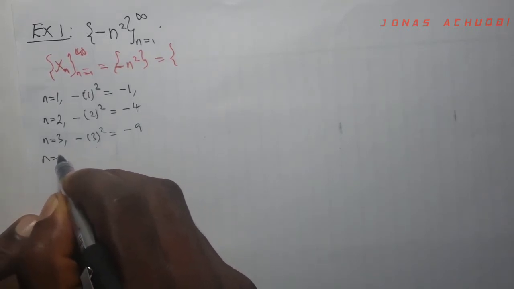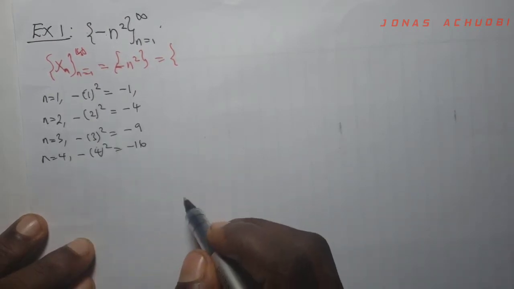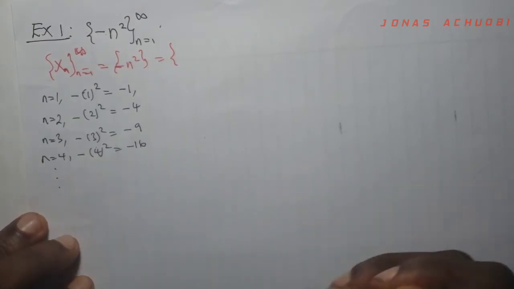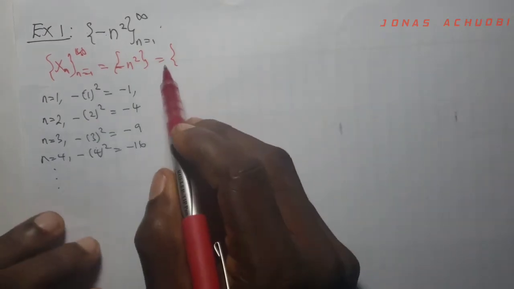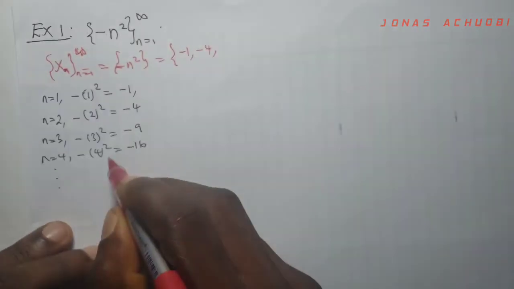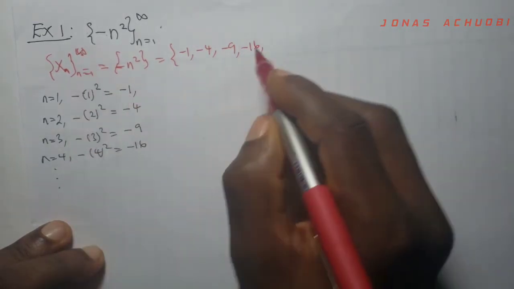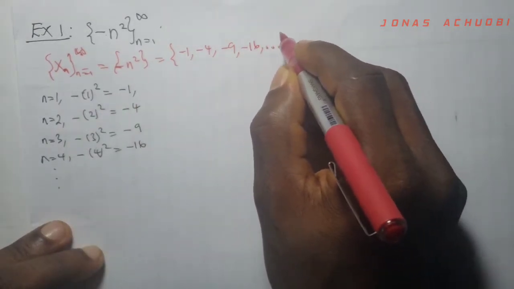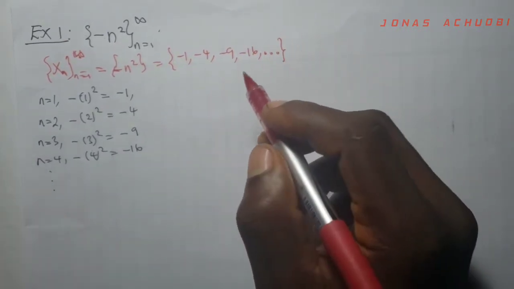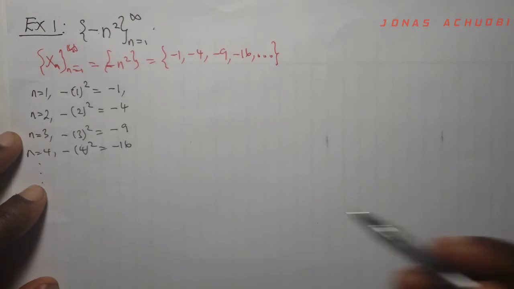Let's take one more term. When n is equal to 4, negative 4 all squared, and that is minus what? 16. Since this sequence is infinite, we could take the fifth term, the sixth term, and so on and so forth. So we have the first term as negative 1, second term as negative 4, third term as negative 9, fourth term as negative 16. Since our sequence is infinite, I put in 3 dots to tell us that there are more terms. As a matter of fact, there are infinitely many more terms. It's time to investigate the boundedness or otherwise of this sequence.